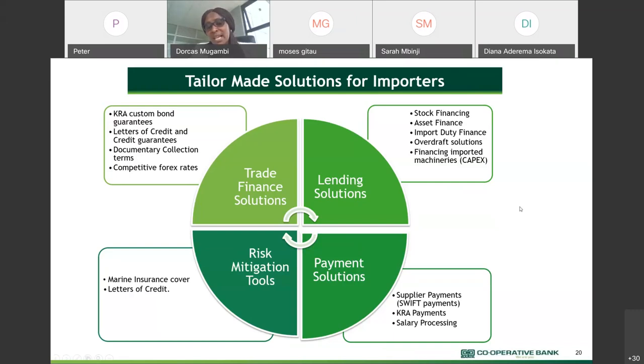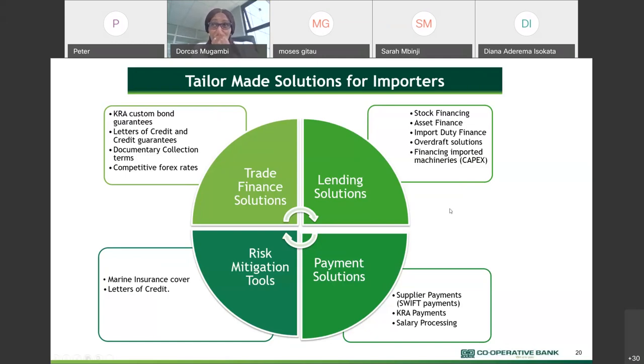So what other solutions do we offer? Of course, Sarah did mention that we have to ask ourselves, how can we go digital? There are those of us who are in FMCG. There are those of us who would want to be paid by their customers, either through card and online. Again, here we offer solutions around e-commerce, which support you so that then your customers can order goods online and they can also be able to pay you online.